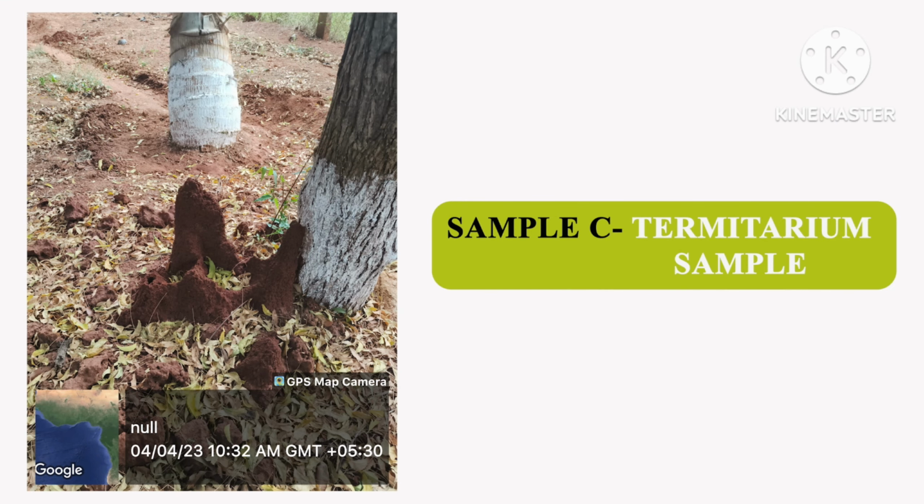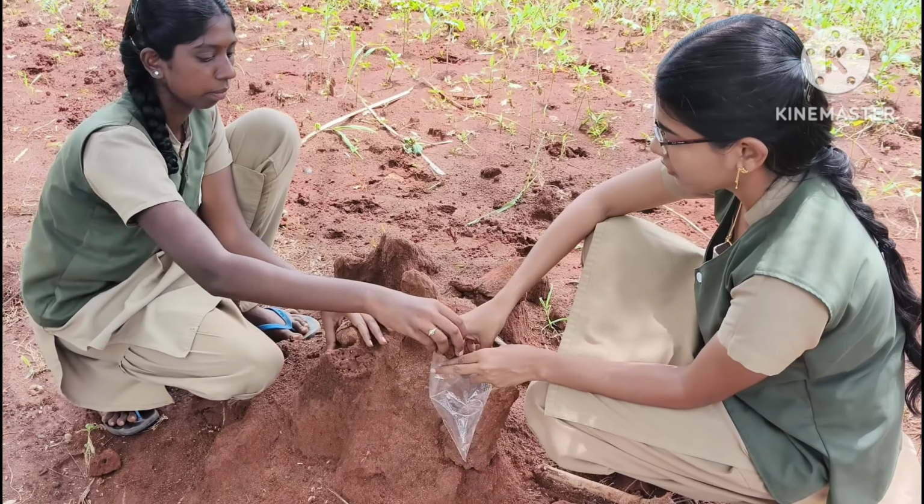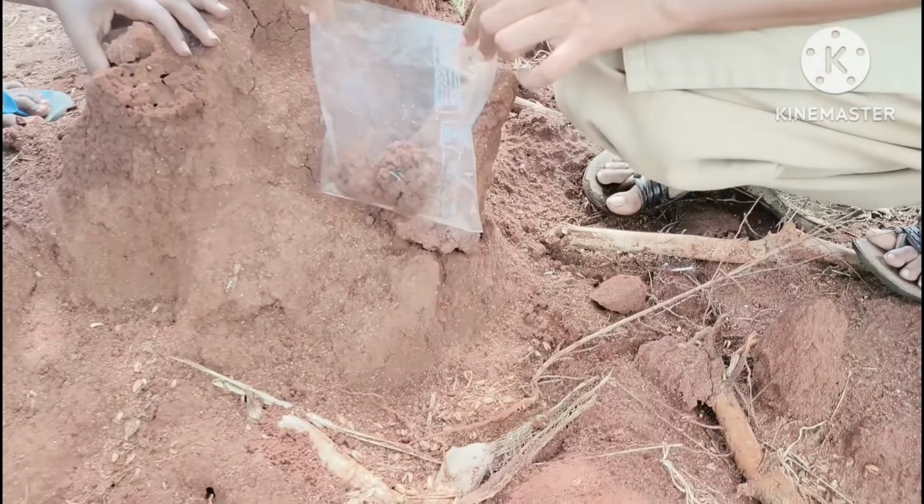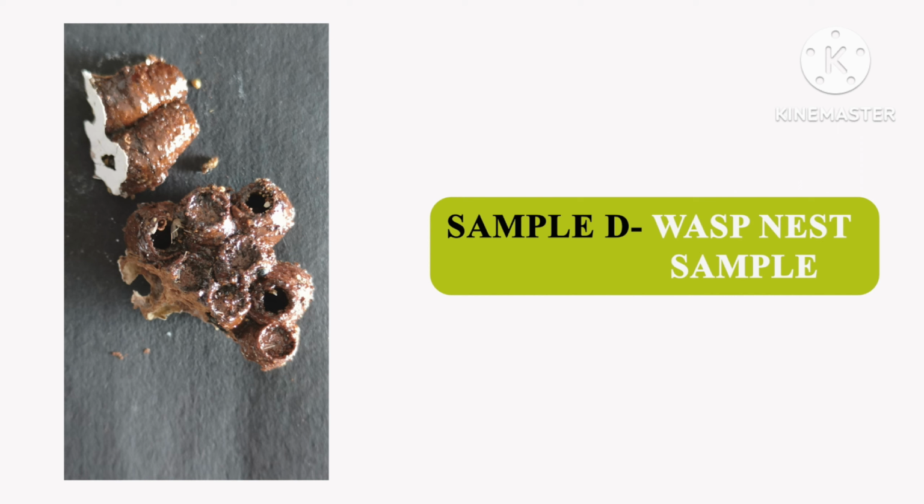Sample C, Termitarium sample. Soil from Termitarium was collected. Sample D, Wasp nest sample. Wasp nest with comb length of 8 cm and diameter 5 cm was selected.